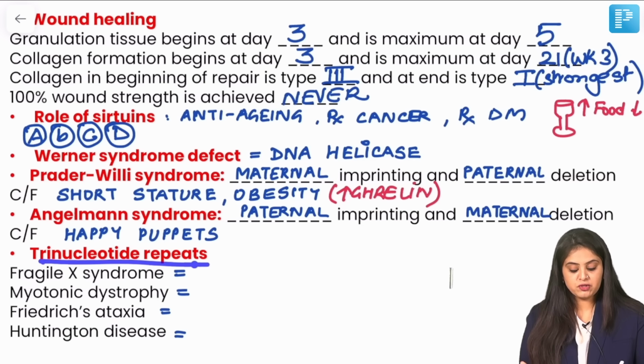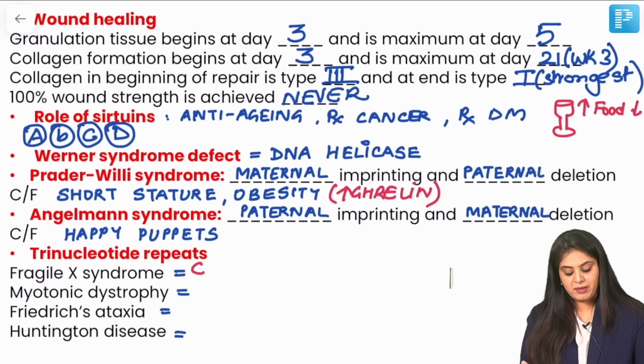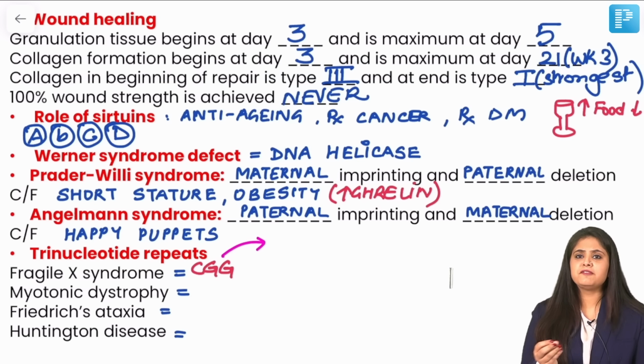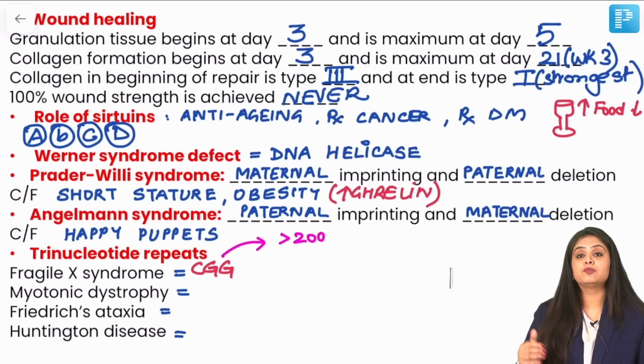Coming to the next topic, trinucleotide repeats. A very quick 15-second recap of this. What is the trinucleotide repeat in Fragile X syndrome? That is CGG. And also do not forget the famous FMG slogan, of course, Ab ki baar 200 par. So these CGG repeats should be more than 200 for us to call it Fragile X syndrome.